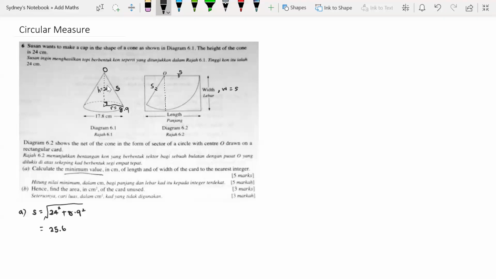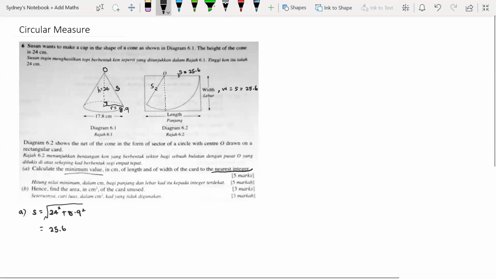We got 25.59 something, so you round off, you got 25.6. So based on this, we know that the radius of this sector in diagram 6.2 will be 25.6. So the width should take up 25.6. However, the question says it has to be in the nearest integer. So we have to leave our answer in a whole number form. After that, what else do we know?